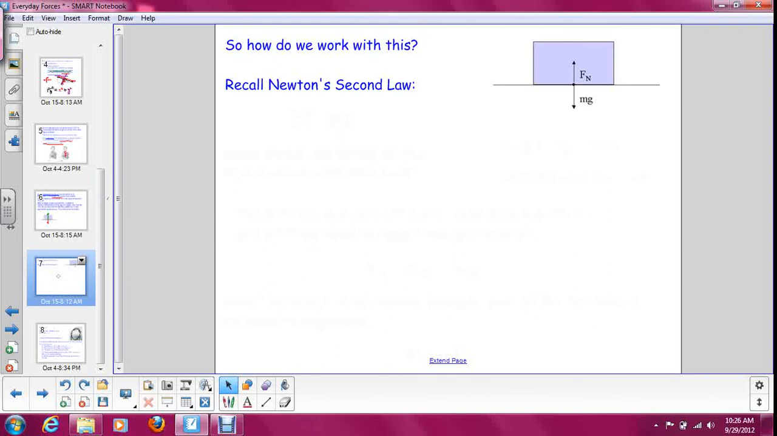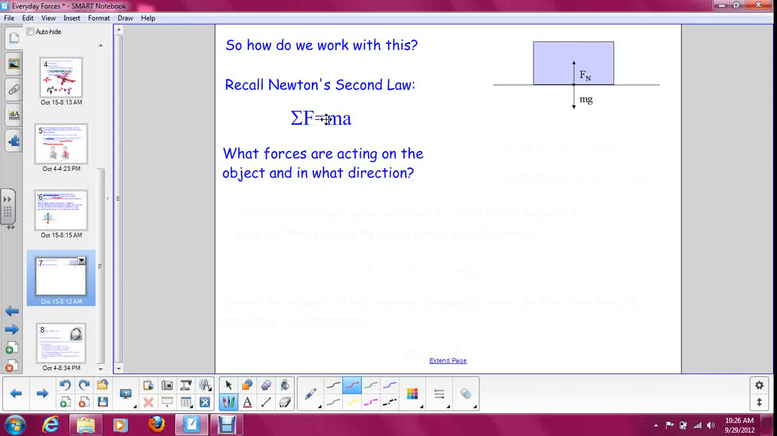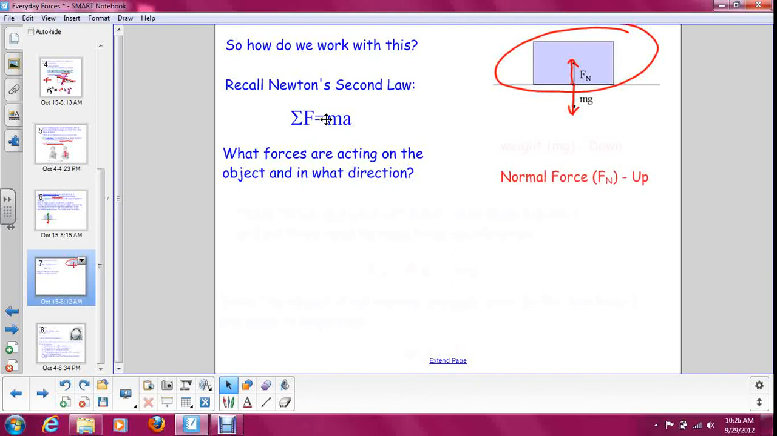So how do we work with normal force? Well, recall Newton's second law, F equals ma. What forces are acting on this object and in what direction? Well, if you look at our free body diagram over here, this little dot, we have the force of gravity acting down, and we have a normal force acting up. Those are the two forces we have here.